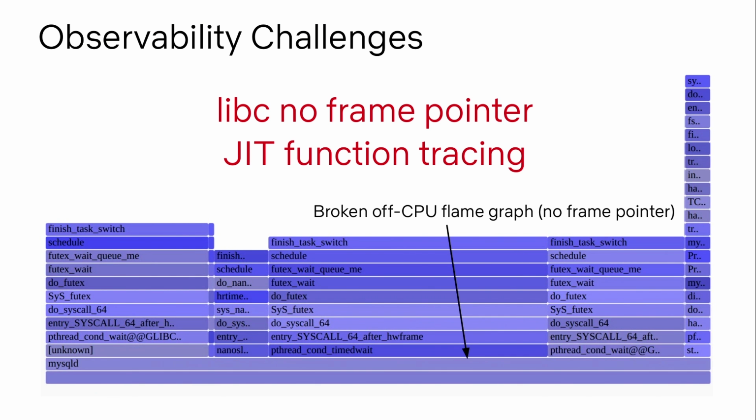There are some challenges. Off-CPU flame graphs is what we really want to be doing more of, and BPF allows us to do it. But libc by default has no frame pointer, so stack traces get broken when you trace it through libc. And also JIT function tracing is also a challenge we're working on.